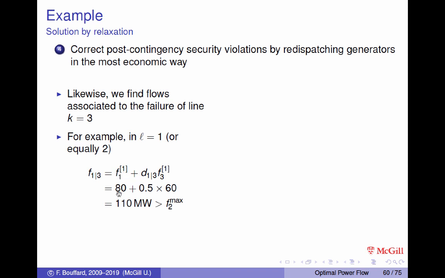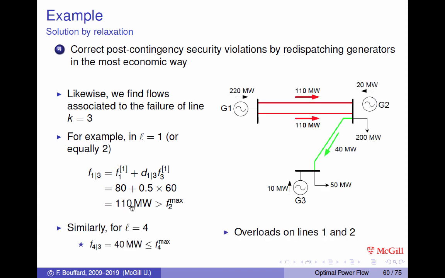So we find that in that case, for losing line 3, whatever was coming out from before, now from bus 1, which is 220 megawatts, will split half between the two lines and take us to 110 megawatts. So this is incorrect. This is not acceptable. And for line 4, we can do the same thing and find that it's just going to be 40 megawatts.